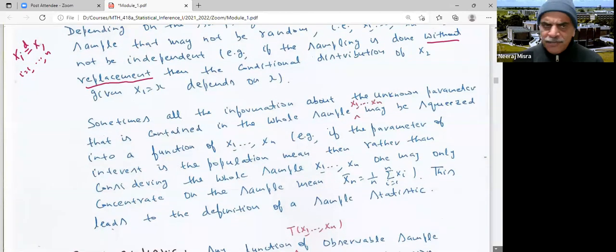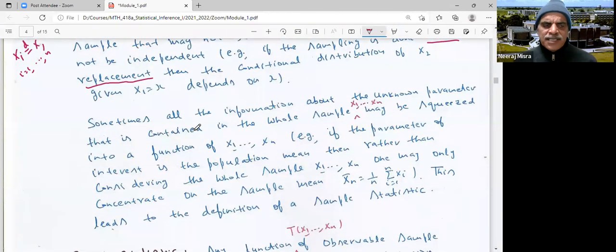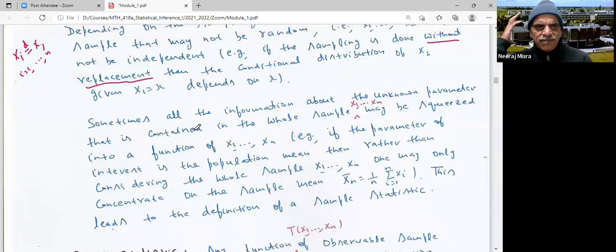Now, sometimes what may happen is your sample contains all the information that you have. But sometimes all the information about the unknown parameter that is contained in the whole sample x1, x2, xn may be squeezed into a function of x1, x2, xn. That means you have summarized the information in x1, x2, xn in some other form.